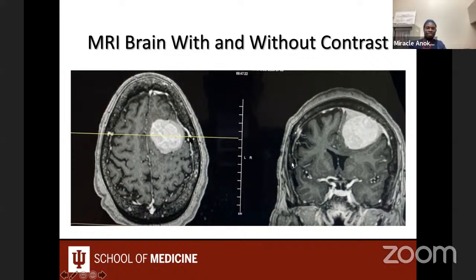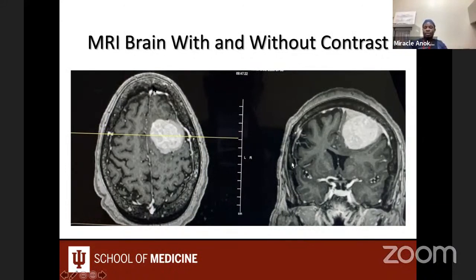How do you know it's with contrast? You can see this white stuff here that's enhancing and the blood vessels here and blood vessels there and the blood vessels here. That's how you know it's with contrast. And what kind of cut is it? Well, it's an axial cut, right? Kind of going through like this, going back and forth. And what cuts over here? It's a coronal cut going from front to back or back to front.